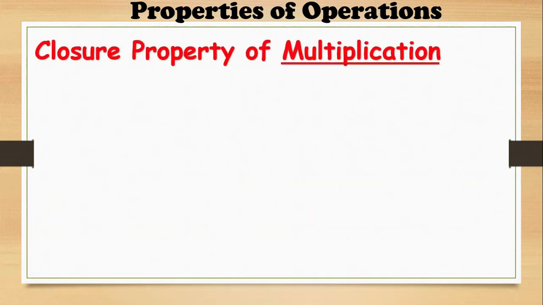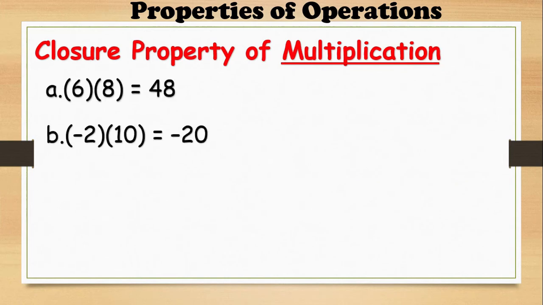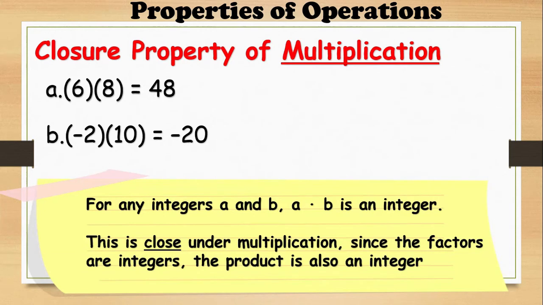Okay? Next, closure property naman of multiplication. So we have 6 times 8 equals 48. Negative 2 times 10 equals negative 20. So tama naman, equal naman sila. And that is the closure property of multiplication. For any integers a and b, a times b is an integer. So this is closed under multiplication since the factors are integers. The product is also an integer. So ganun lang siya kasimple.